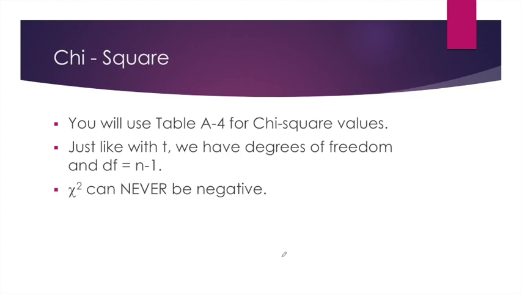Okay. This chi-square is table A-4, okay? And just like with the T-table, we do have degrees of freedom, which we calculate the same way. And it's important to note that chi-square can never be negative, okay? Chi-squared is measuring the area to the right of a critical value, but it isn't in a normal distribution. It's a chi-squared distribution.